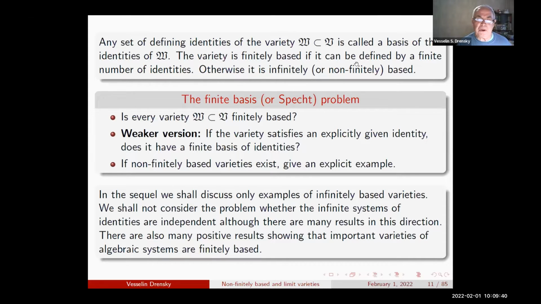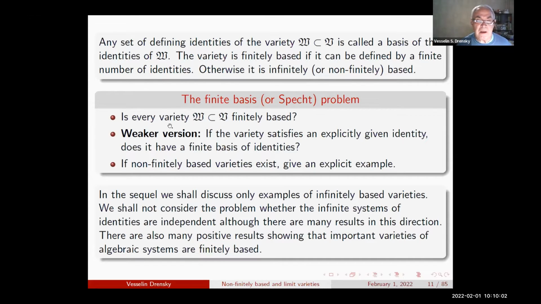And if you cannot define a variety with a finite number of identities, then you say that this is not finitely based or infinitely based. And what is the finite basis problem? Is it possible to define any variety with a finite number of identities?